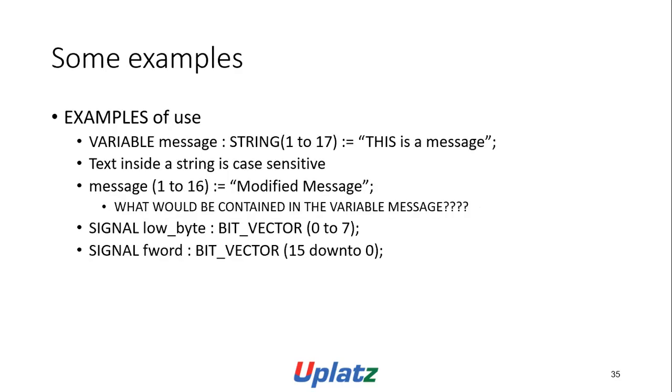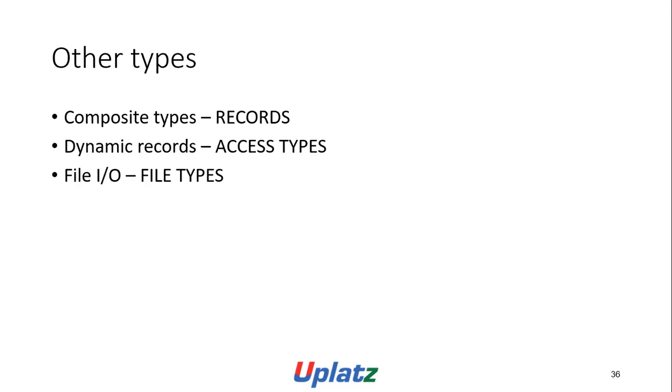Examples of use: variable message string 1 to 17 equals "This is a message". Text inside a string is case sensitive. Message 1 to 16 gets "modified message" within double quotes. What would be contained in the variable message? Signal low byte bit vector 0 to 7. Signal F word bit vector 15 down to 0. Other types: common types, records, dynamic records, access types, file I/O, file types.